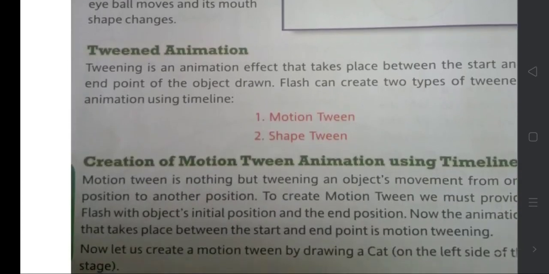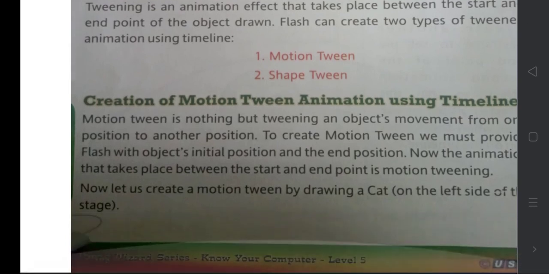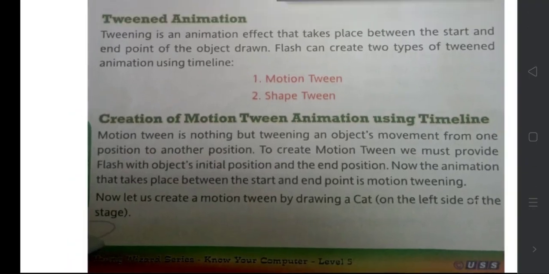Now I taught you what a frame is: frame to frame, how start frame and end frame work, and how to make them one after another. Now we are going to see some tween animation. Actually, tween animation has only 2 types. One is motion tween, another one is shape tween. We are going to see each one after another.